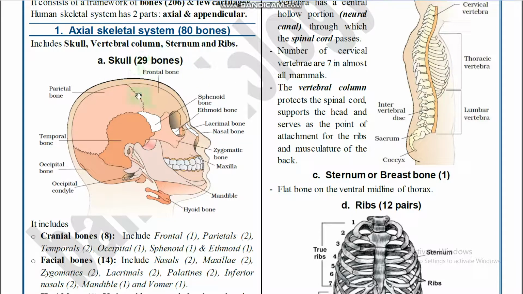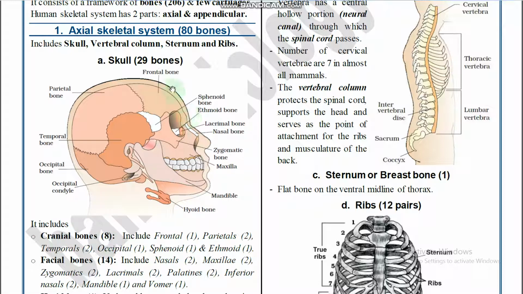So the skull has 29 bones. This region is called the cranium, where the cranial bones are presented. The top of the head holds the cranial bones, and the front of the head holds the facial bones, right? Okay. So how many cranial bones? The cranial bones are 8.